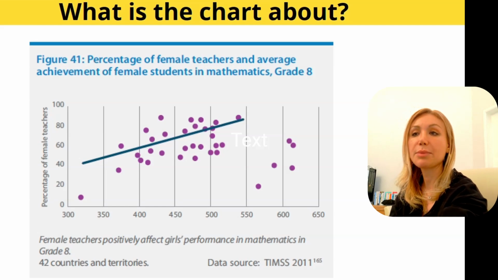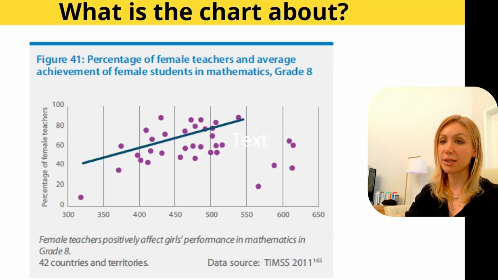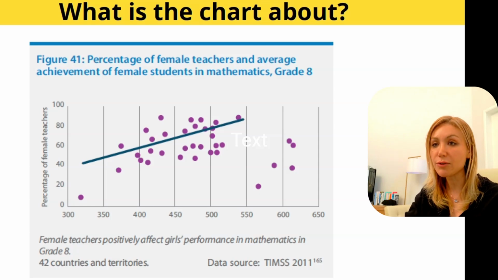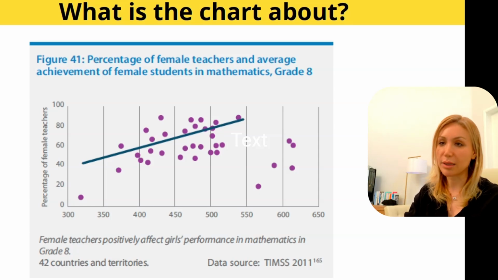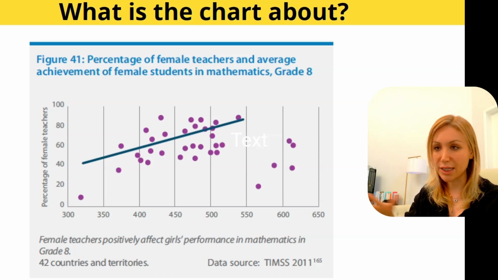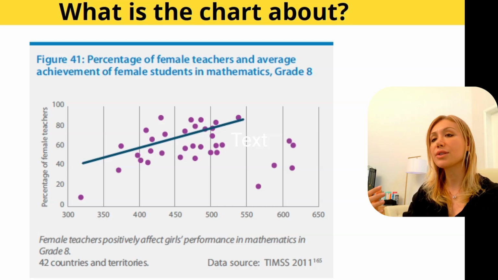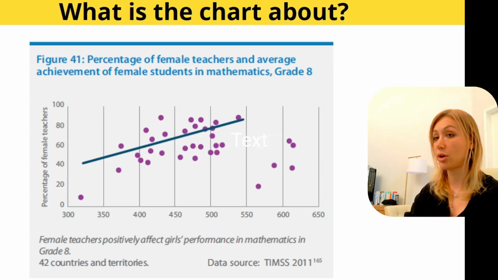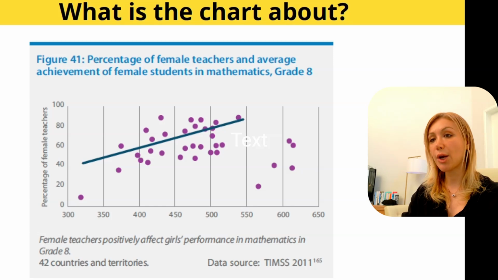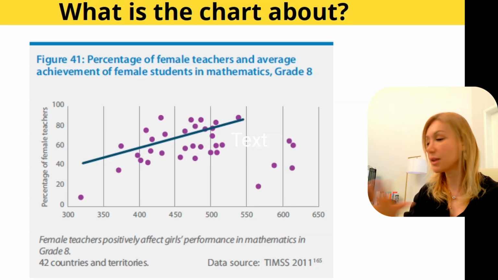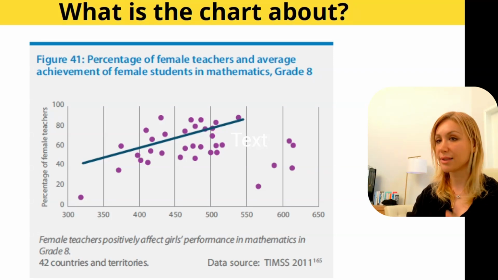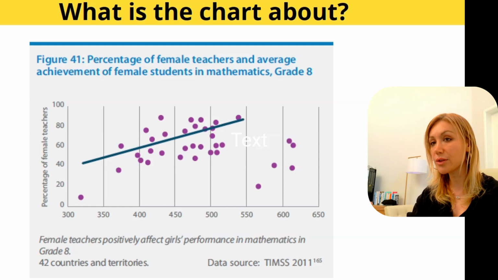This is supported because countries with more female teachers tend to also have higher average math scores for girls, and the relationship is not perfect, of course. There's a substantial scatter, but this pattern appears across multiple countries. So the careful wording would be: these two variables are related at the country level. No more, no less. These two variables are related at the country level.